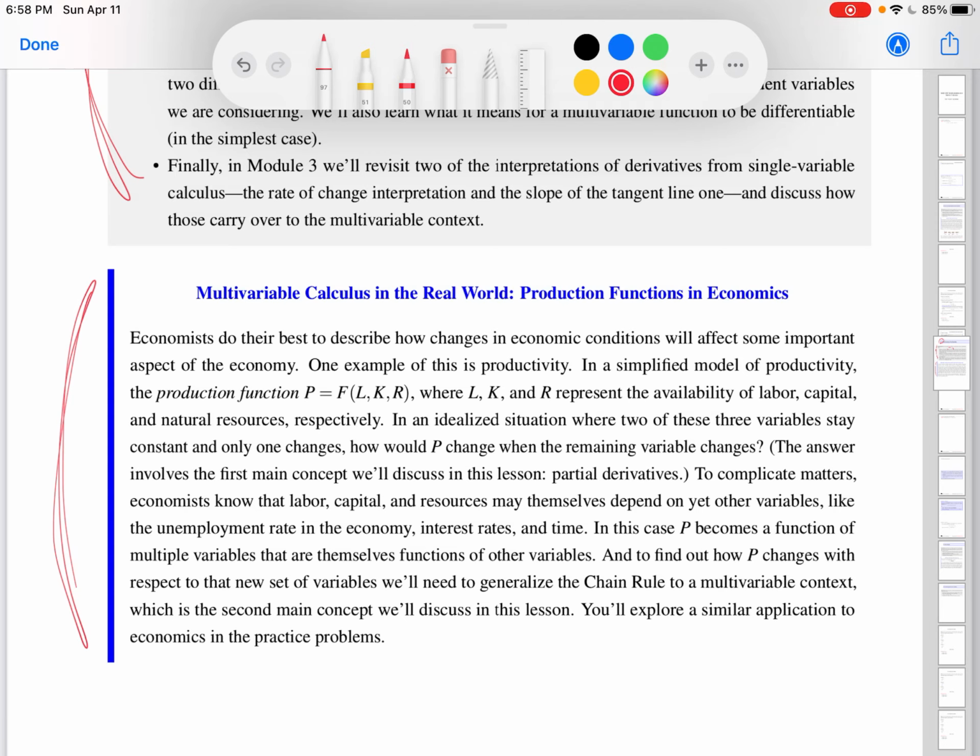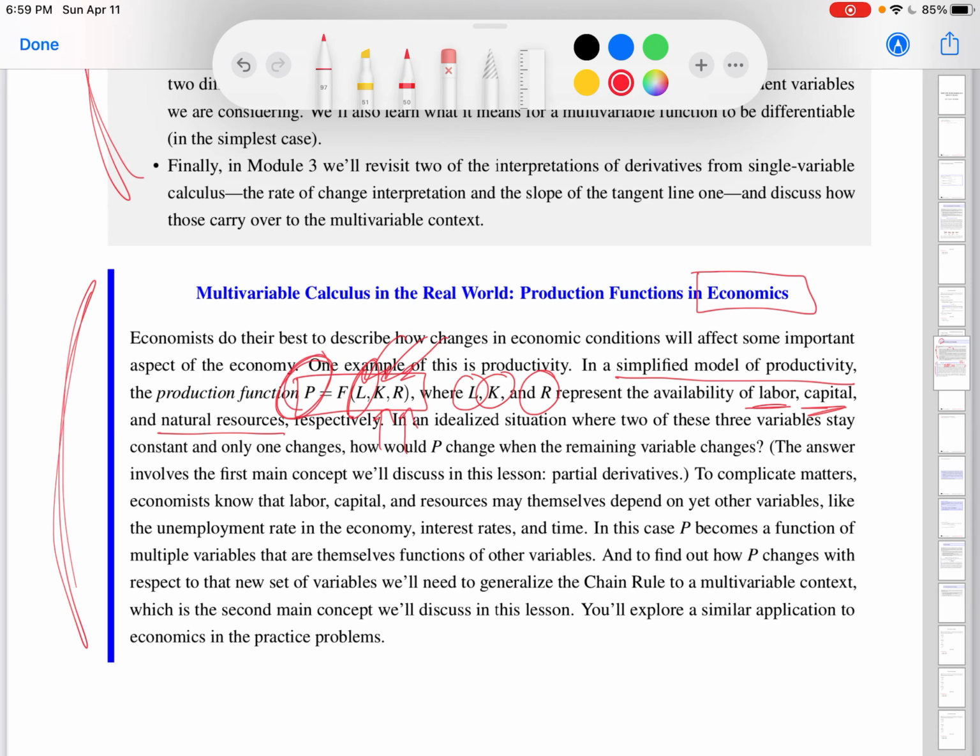This particular example application comes from economics. Very briefly speaking, if you consider a simplified model of productivity, then the production function could be a function of multiple variables. Here, we're considering labor, capital, and natural resources as the variables. So you might ask lots of interesting questions. You might ask, how does production change as a function of labor, assuming I don't change the capital or natural resources?